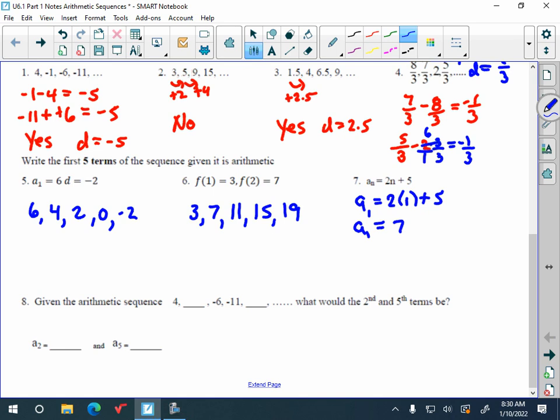Well, I can find the second term by plugging 2 in for all the n's then. So I take my formula again. A2 equals 2 times 2 plus 5. So that means the second term is 4 plus 5, which is 9. Well, now that I know what the first 2 terms are, I should be able to see what the pattern is and then get the next 3 terms to get all 5. All right, so the first term is 7. I'll just do it over here because I'm running out of room. The second term is 9. I can see I'm adding 2 each time. So the next term would be 11, 13, and 15.